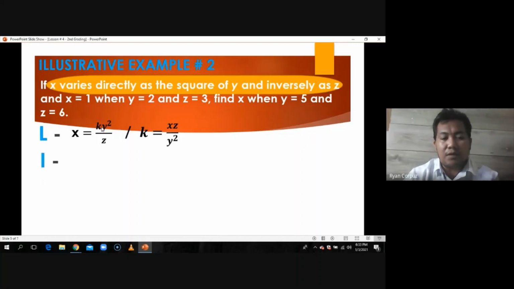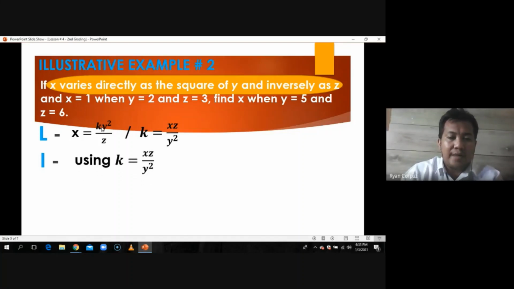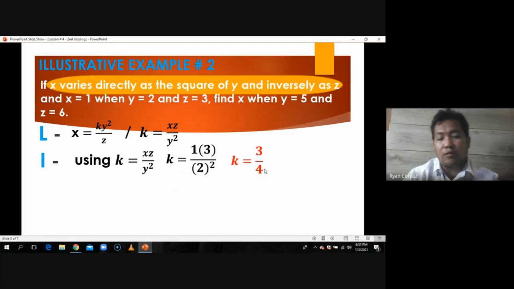Then with the application of the second step, using the second form equation k is equal to xz over y squared, let's find out the value of k with the help of a complete value of x, y, and z in the problem. X is 1, y is 2, while z is 3. Substituting it, we come up with k is equal to x is 1, z is 3 over 2 squared. 2 squared is 4. So meron tayong 1 times 3, that's 3, then 2 squared is 4. So that will come up with the value of k, which is equal to 3 over 4.